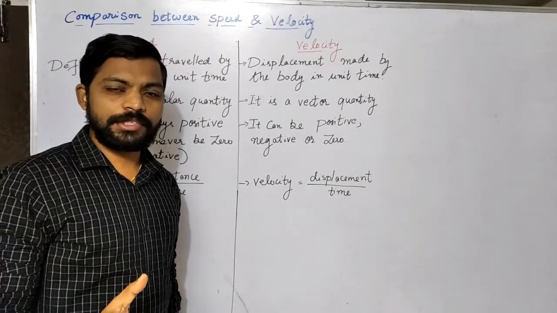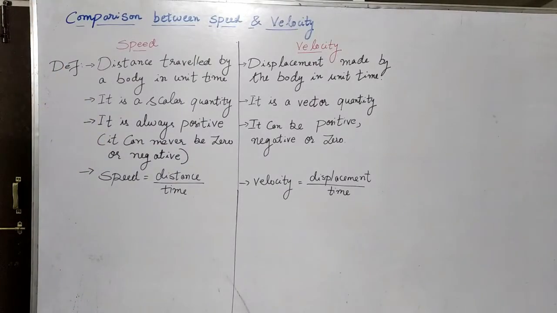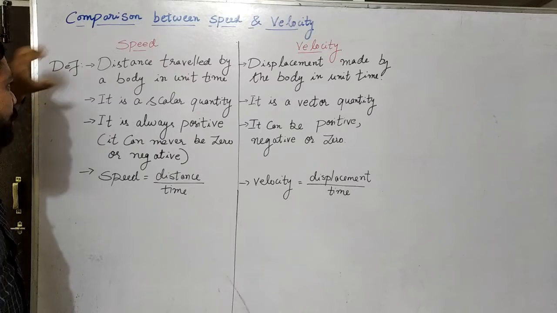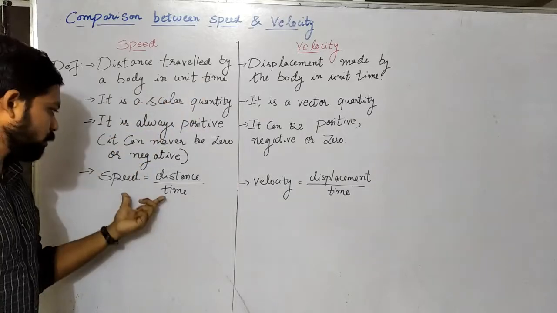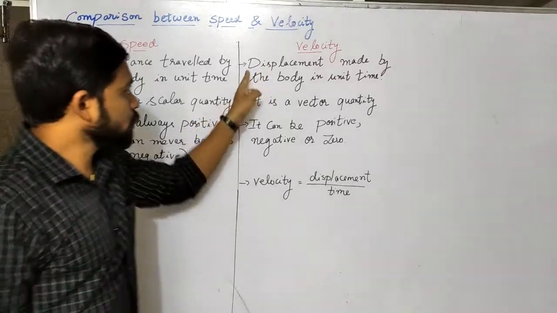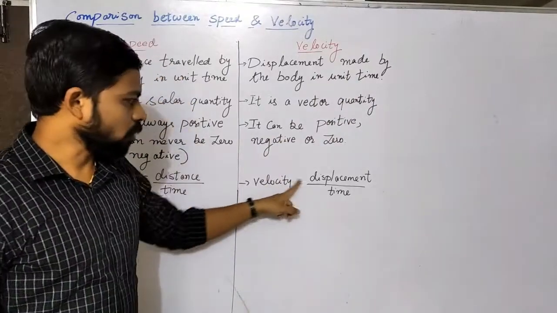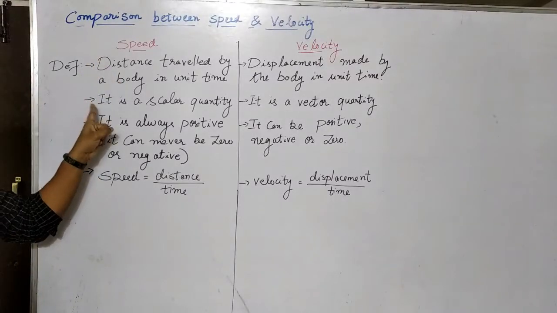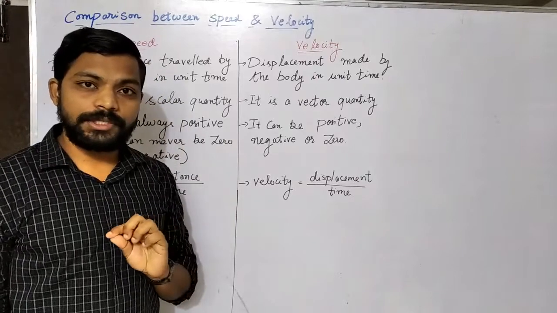Let us see the differences between speed and velocity. First we start with the definitions. Speed is the distance traveled by a body in unit time, given by the formula distance by time. Similarly, velocity is the displacement made by the body in unit time, velocity is equal to displacement by time. Speed is a scalar quantity, and velocity is a vector quantity because velocity mentions direction.